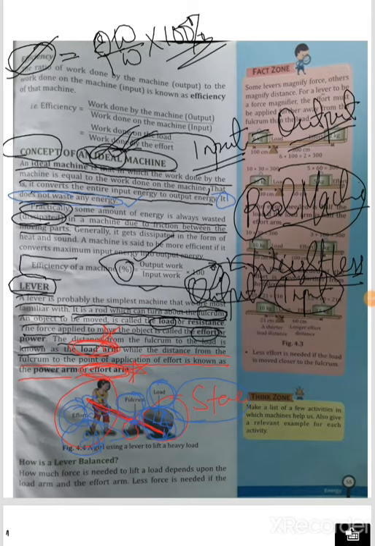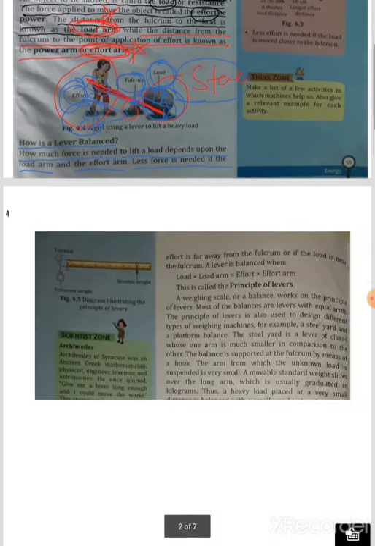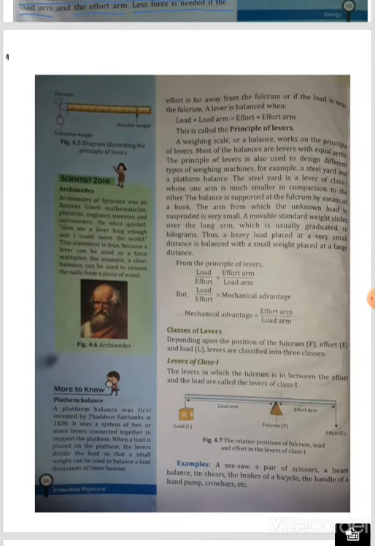All right, now how is the lever balanced? How much force is needed to lift a load depends upon the load arm and the effort arm. Less force is needed if the effort is far away from the fulcrum or if the load is near to the fulcrum. A lever is balanced when load into load arm is equal to effort into effort arm. Very important relation, or you can call it an equation.